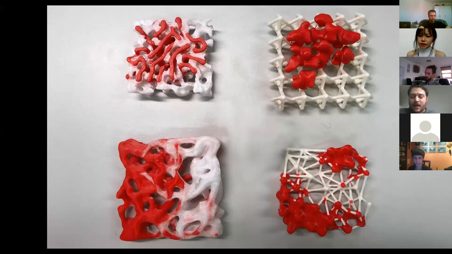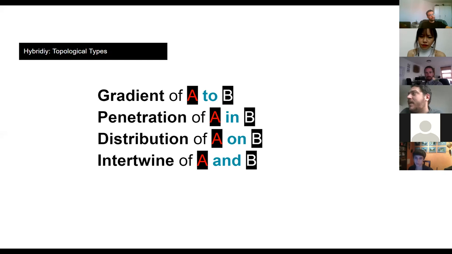So in order to have a direction in research into hybridity, we have categorized the idea of multimateriality or dual materiality or hybridity into four categories. And I think these would be the categories that we are going to refer to during this workshop in order to push these methods that we have developed, and at the same time come up with new methods and ideas which are related to performance, which I'm going to explain later.